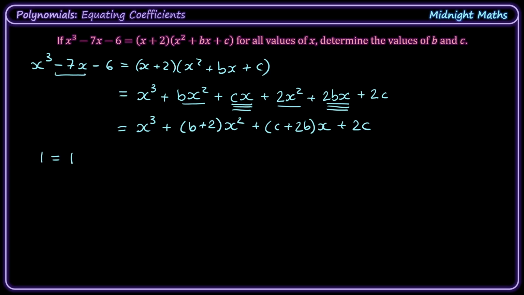Alright, let's look at the x terms. So I have minus 7 equals c plus 2b. So let's write that out. Alright, I have the constant terms, minus 6 is equal to 2c.